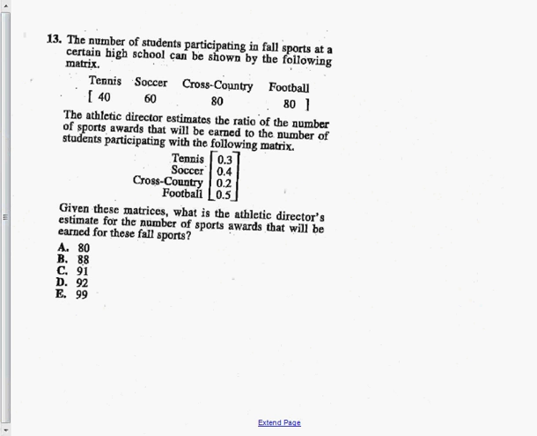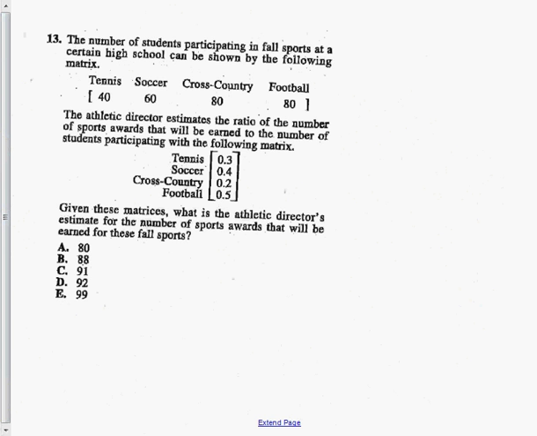So the number of students participating in fall sports at a certain high school can be shown by the following matrix. Here there are 40 who are in tennis, 60 in soccer, 80 in cross country, 80 in football.